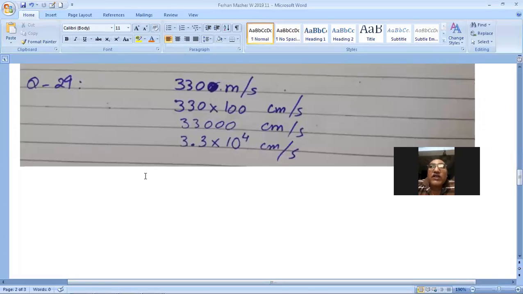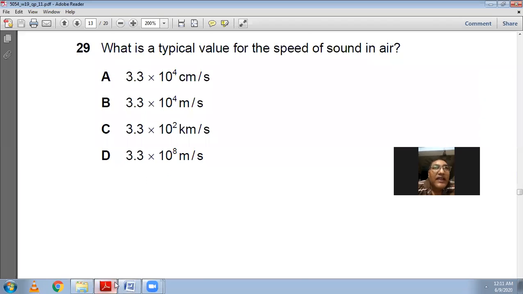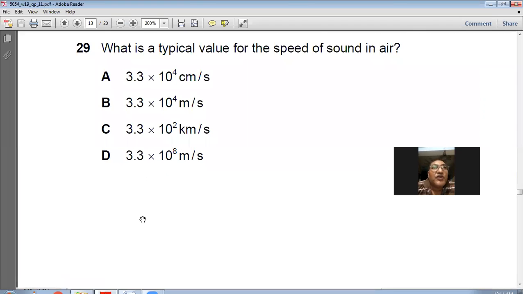If I want to convert it into centimeter per second, in 1 meter there are 100 centimeters, so I multiply with 100. So 33,000 centimeter per second. In exponential form, it will be 3.3 × 10^4 centimeter per second. 3.3 × 10^4 centimeter per second is the speed of sound in air. A is the right option, sir.